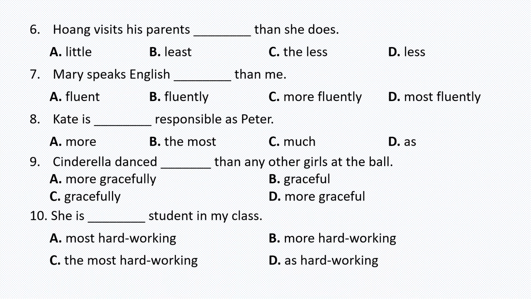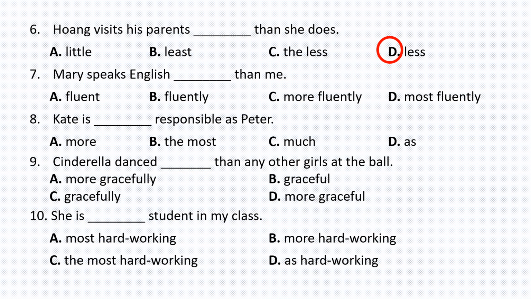6. Hong visits his parents ___ than she does a little. B. least. C. the less. D. less. Hong visits his parents less than she does. D is correct.